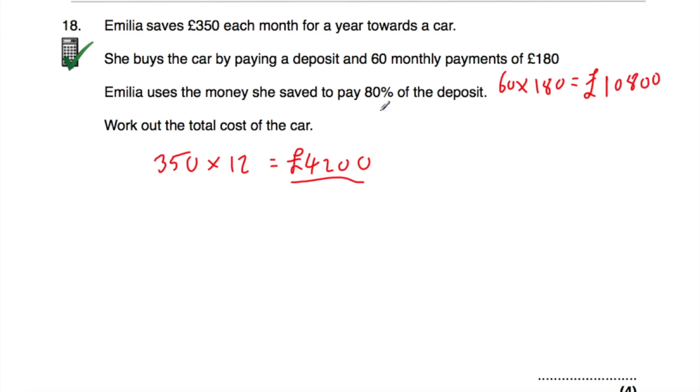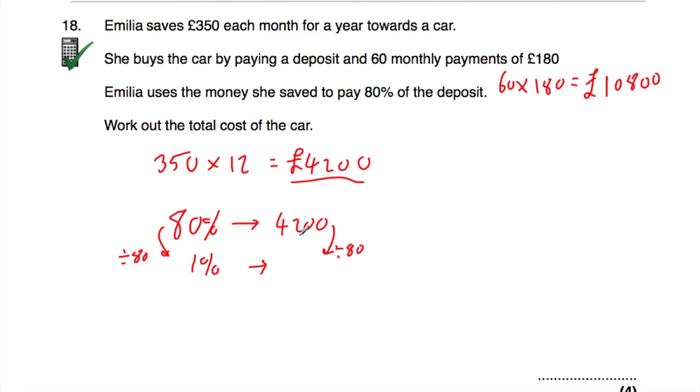So let's work out what the deposit is. So 80% of the deposit is equal to £4,200. This is a calculator question, so that's quite nice. So we want to find out what 100% is, because if we can work out what 100% is, that's the deposit. Then we can add on this 10,800, and then that's the total price of the car. Okay, so let's find 1%. So let's divide both of these by 80.